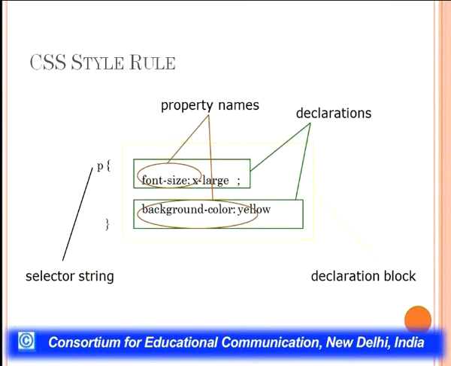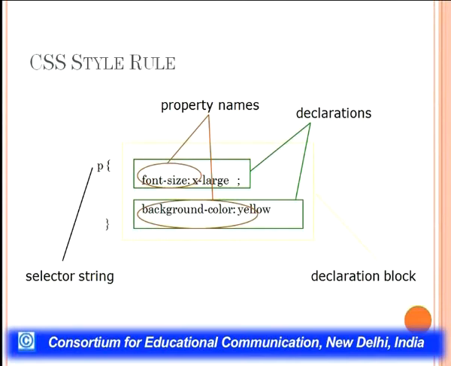So selector here is the P. Then you give the property name. For example, here the property name is font size, and you can specify the font size either as a number or as large or extra large, and so on. Then you separate it with a semicolon and you put the background color. Again you put a colon because background color is the name of the property, and you give yellow.